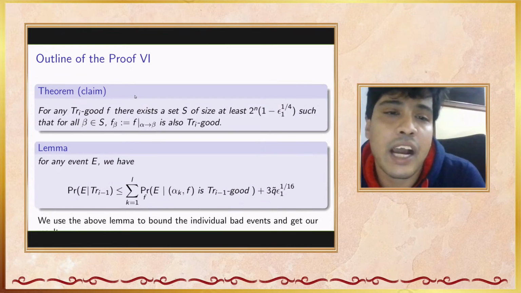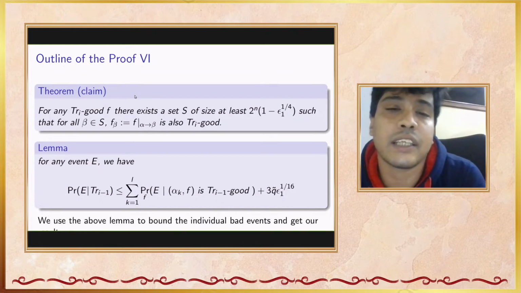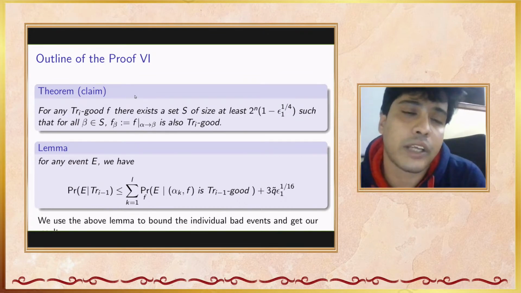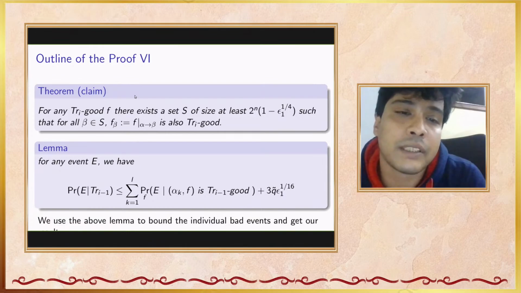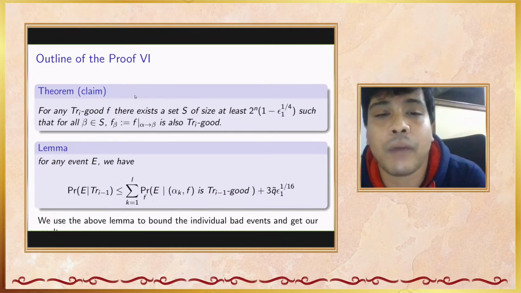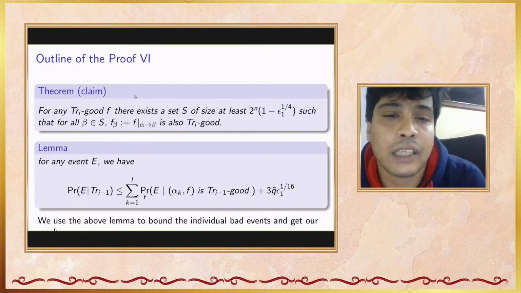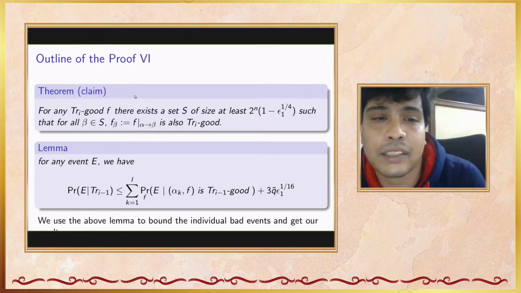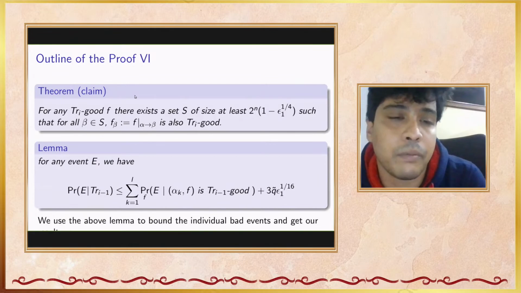Then for any TRI good F, we show the existence of a set S which has size almost 2 to the power n, that is almost the size of the whole domain. And for all beta, if beta is the function that agrees with F on all points but alpha, where we set F of alpha equal to beta. So F is TRI good if there exists a set S of size almost 2 to the power n, such that for all beta belonging to S, F beta is also TRI good.